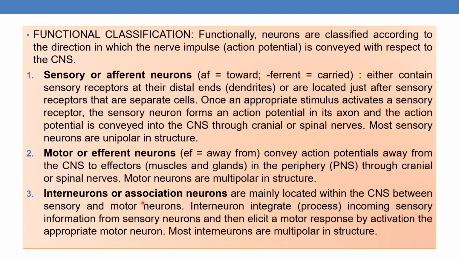The next are interneurons or association neurons, which are mainly located within the CNS between sensory and motor neurons. Interneurons integrate incoming sensory information from sensory neurons and then elicit a motor response by activation of the appropriate motor neuron. Most interneurons are multipolar in structure. So only sensory neurons are unipolar. Motor neurons and most of the interneurons are multipolar in structure.